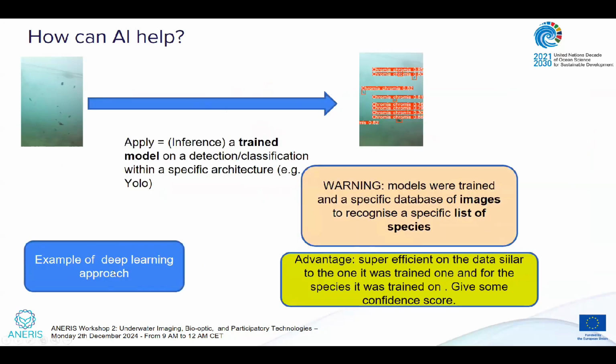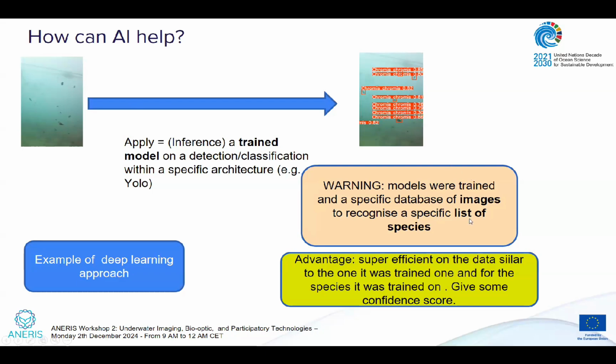The other approach is deep learning based: you train a model and you apply the model for detection and classification. So from one input image, you get directly some bounding boxes with the classification given to each of these fishes observed.